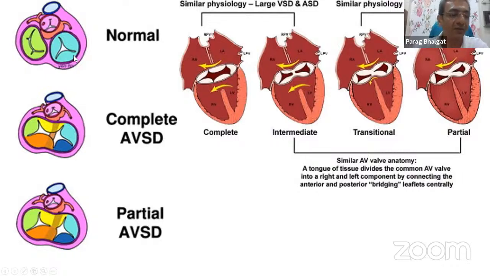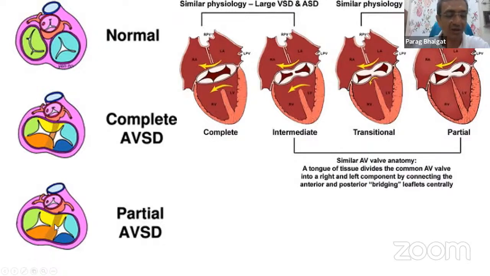This is the en face view. If you are sitting in the atrium and looking at the patient, this is the normal heart with a mitral valve, tricuspid valve. This is a complete AVSD with five leaflets. And this is partial AVSD. This is a tongue-like tissue that connects the anterior bridging and posterior bridging leaflets.